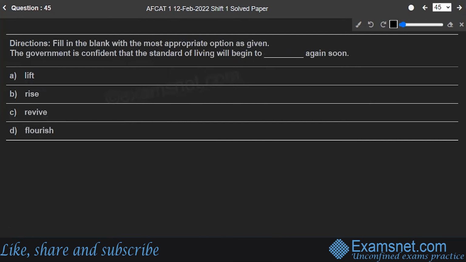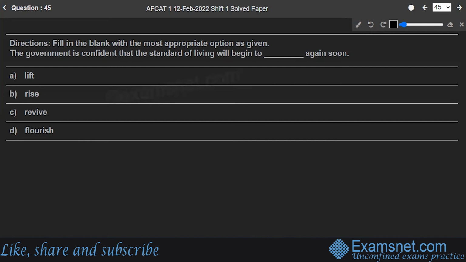So, this is question number 45. Let's read it once. You have to fill in the blank with the most appropriate option as given. The government is confident that the standard of living will begin to dash again soon. The given options are lift, rise, revive, and flourish.